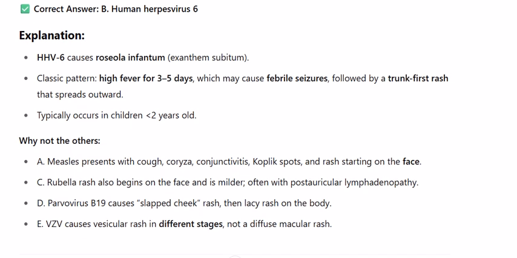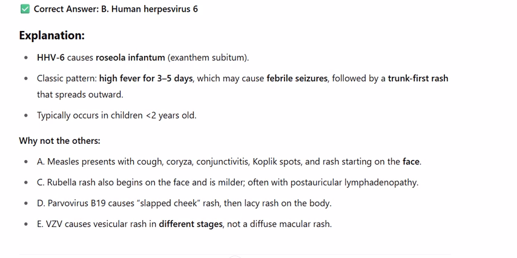Classic pattern: high fever for 3 to 5 days, which may cause febrile seizures, followed by a trunk-first rash that spreads outward. Typically occurs in children under 2 years old. Why not the others? A. Measles presents with cough, coryza, conjunctivitis, Koplik spots, and rash starting on the face.